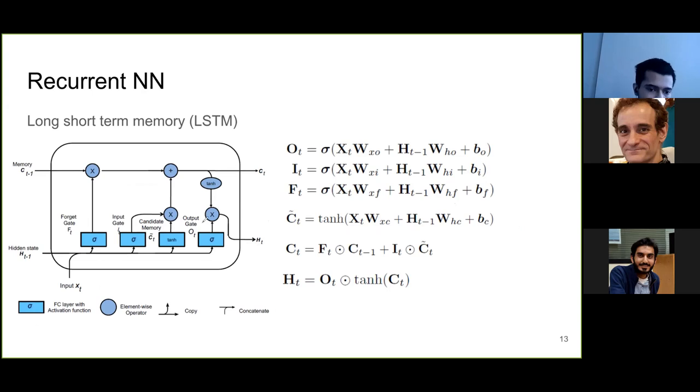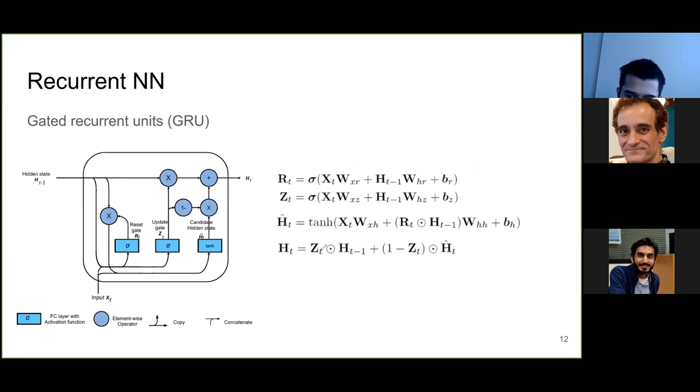So here we have three gates: the output gate, input gate, and forget gate. They have a similar design as the previous gates. For the memory cells, this tilde represents the candidate memory cell for the current time step. We have this tanh function. This candidate cell does not have any gates, just a simple transformation. However, when we're calculating the memory cell for the current time step, we have this forget gate, which maps the previous cell, and we have the input gate, which maps the components from the candidate cell. So here, F_t is like Z_t, and I_t is like 1 minus Z_t of GRU.